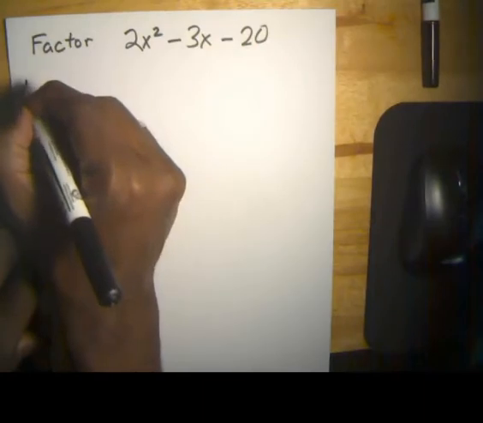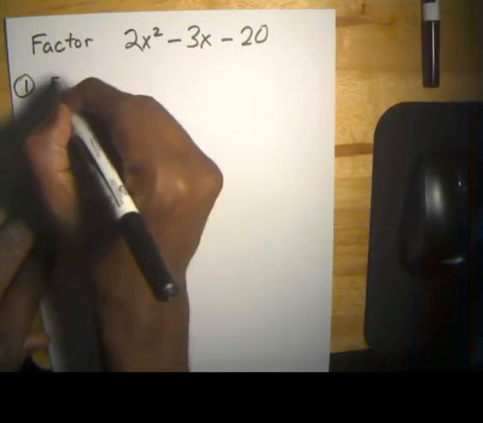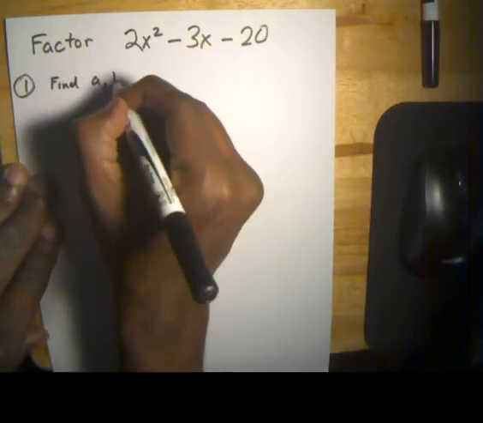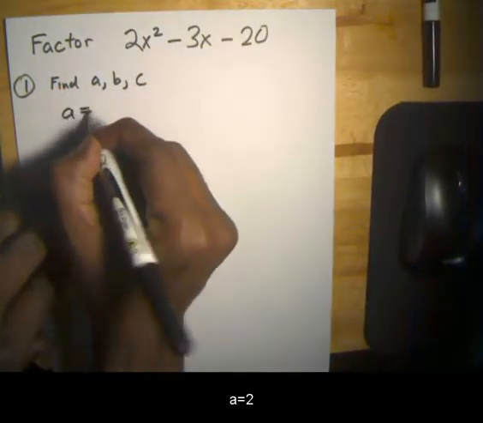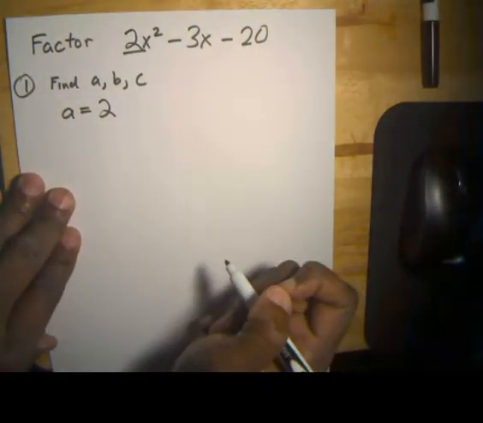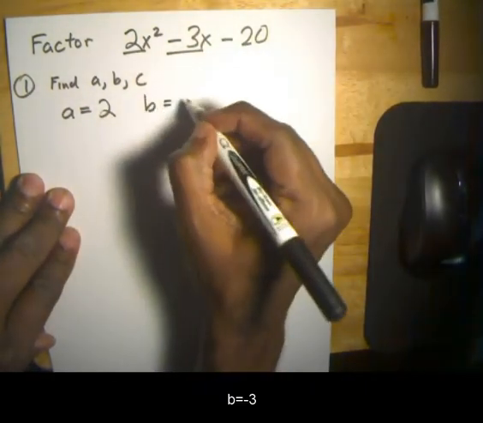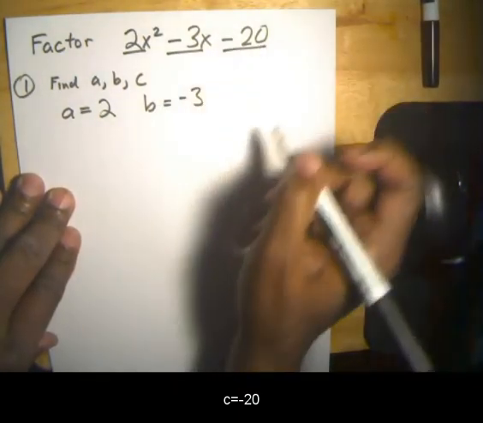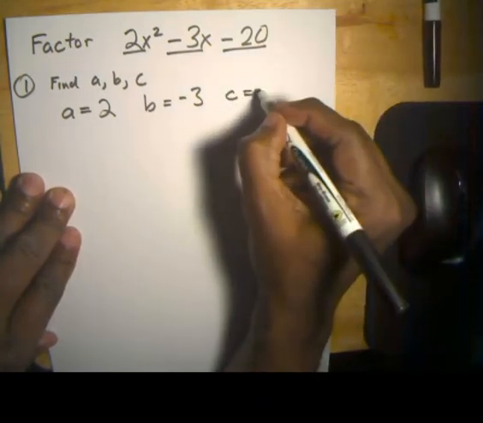Okay, first step, let's find or identify A, B, C. A is the coefficient of x squared, so we'll make that 2. B is the coefficient of x, so we're going to make that negative 3. And negative 20 is the C value. Not a coefficient, it's a constant.